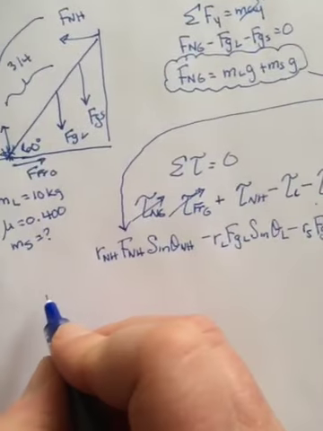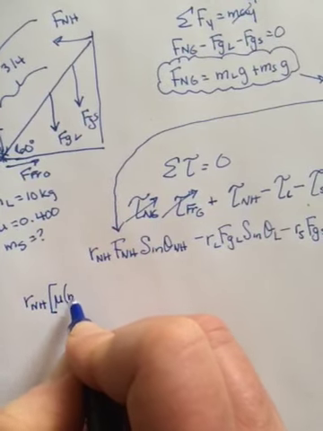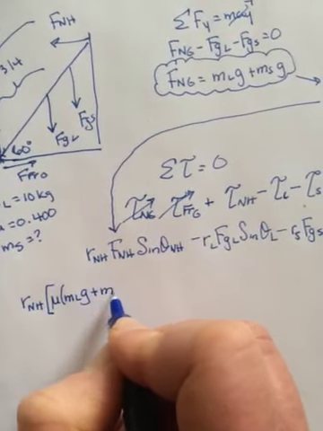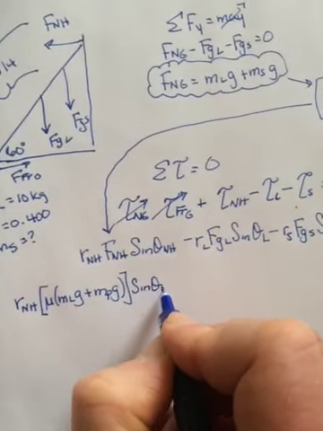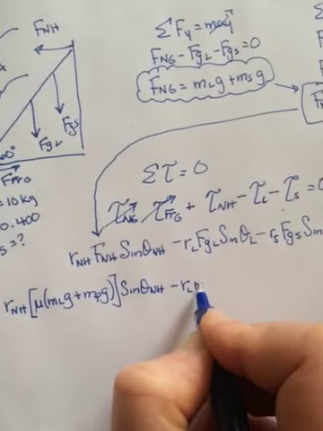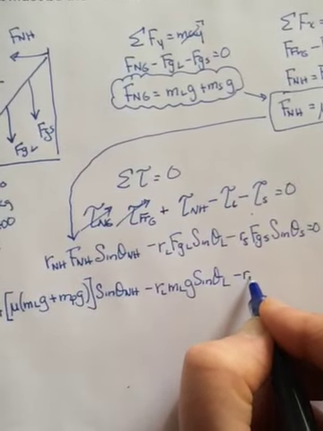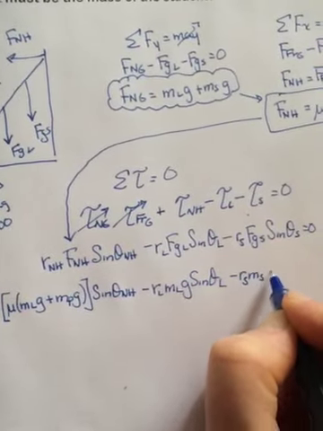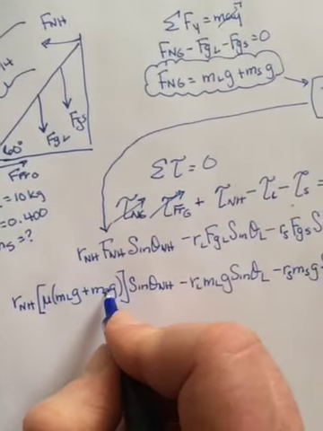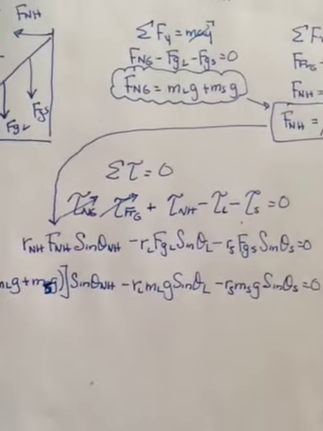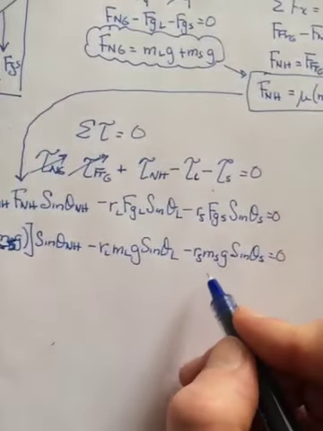Okay, so it'll become R normal of the house, bracket, mu, M of the ladder G, plus M of the student G, close the bracket, sine theta normal of the house, minus R of the ladder, M of the ladder G, sine theta of the ladder, minus R of the student, M of the student G, sine theta of the student equals 0. And I think I used person here, so let me change that to an S. Okay, we're trying to solve for the mass of the student, and it's in two spots, here and here.